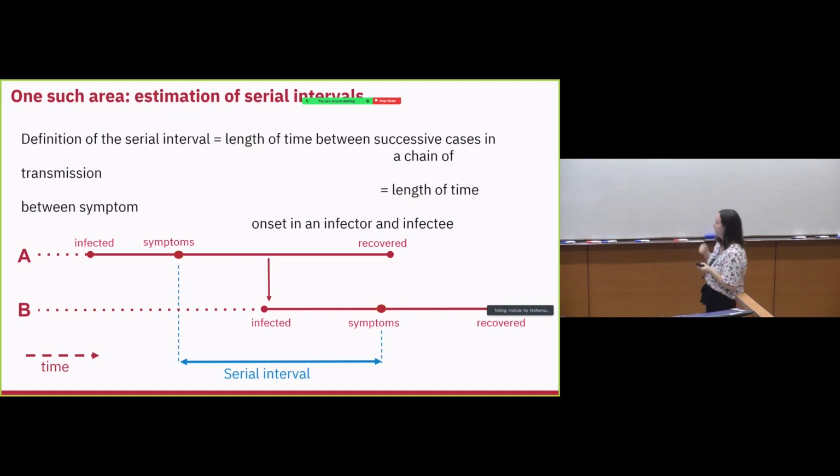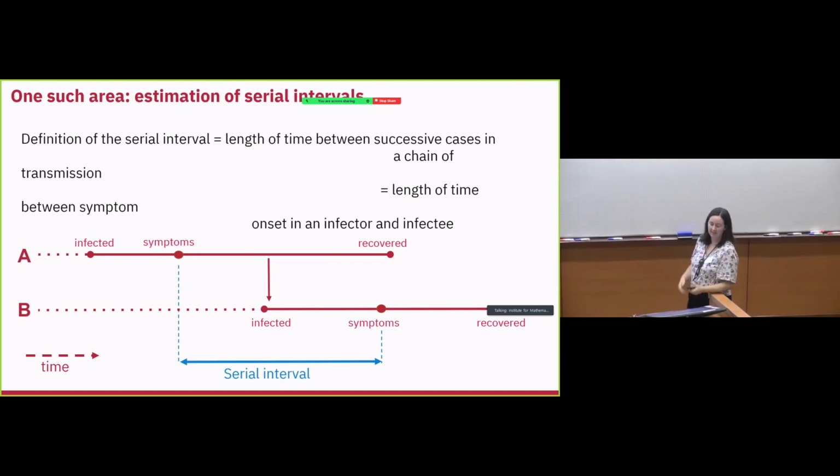The serial interval can be defined as the length of time between successive cases in a chain of transmission, or more specifically, the length of time between symptom onset in an infector and an infectee. So throughout the talk today, I'm going to talk a lot about some generic infector-infectee pair A-B. If A had symptoms at some time, and B had symptoms at some time later, then we have one observation of the serial interval between them. So you can see how it gives us this idea of the speed of transmission.